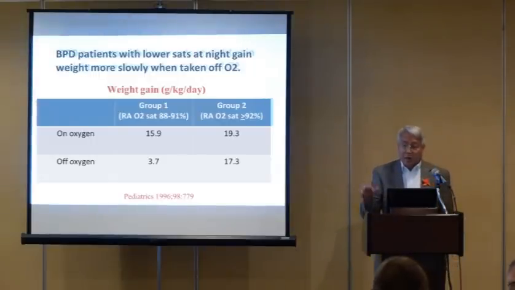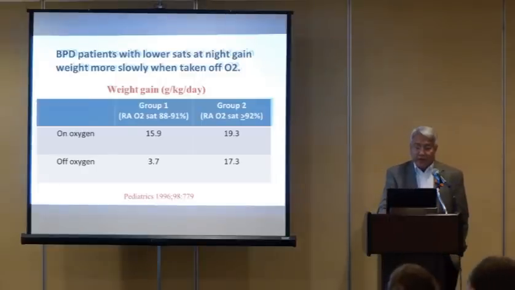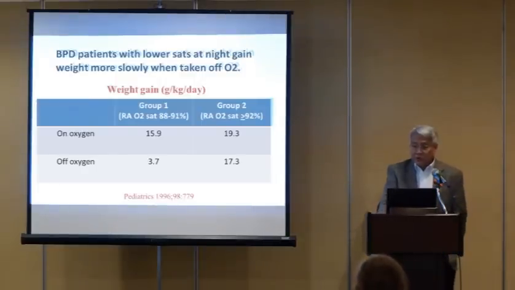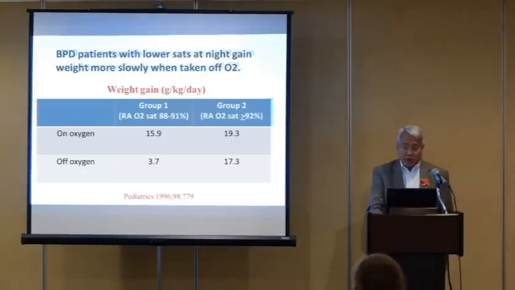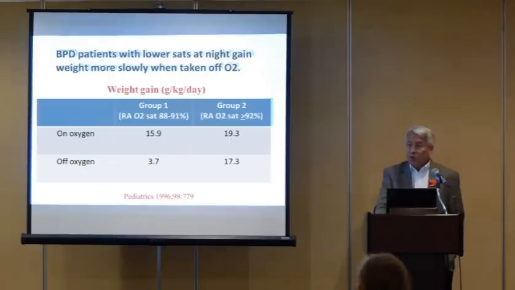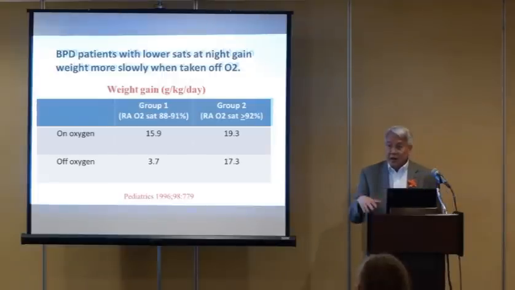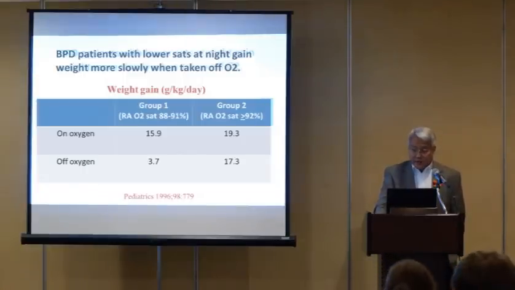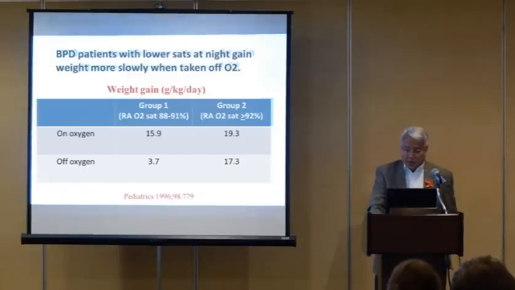But then they weaned them off of oxygen, and after that, the group 1 patients had a much slower rate of growth, 3.7 grams per kilo per day, compared to group 2. And so therefore, that implies that low oxygen levels may indeed affect growth in patients with chronic lung disease.